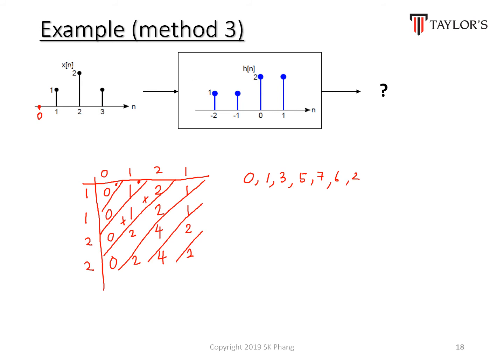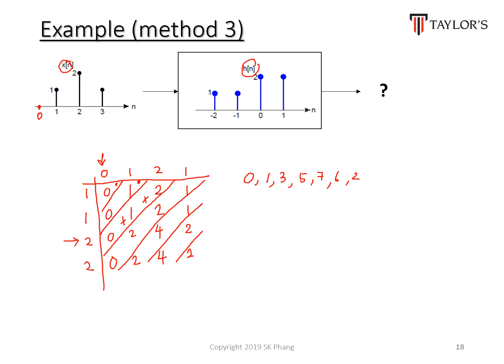Alright, now you have a series of numbers, and then you need to determine which number is at 0, which number is at the origin, n equals 0. So in order to determine that, you need to find out the zeros on both sides. So for our signal x[n], the 0 is over here, and for our system h[n], the 0 is over here.